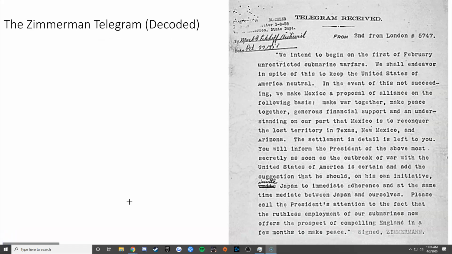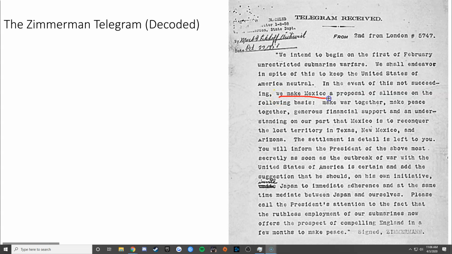Okay, guys, so now we're just going to take a look at this Zimmermann telegram, and this is the decoded version of it. All right. So this is from the German minister to the Mexican government. It says, "We intend to begin on the 1st of February unrestricted submarine warfare. We shall endeavor, or try to, in spite of this, to keep the United States of America neutral. In the event of this not succeeding, we make Mexico a proposal of alliance."